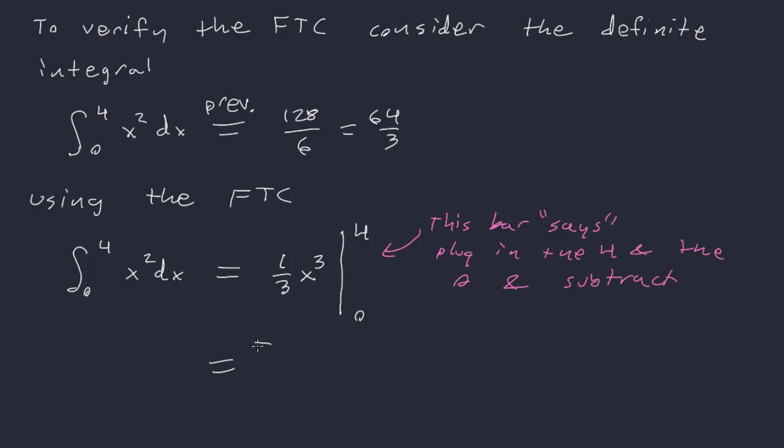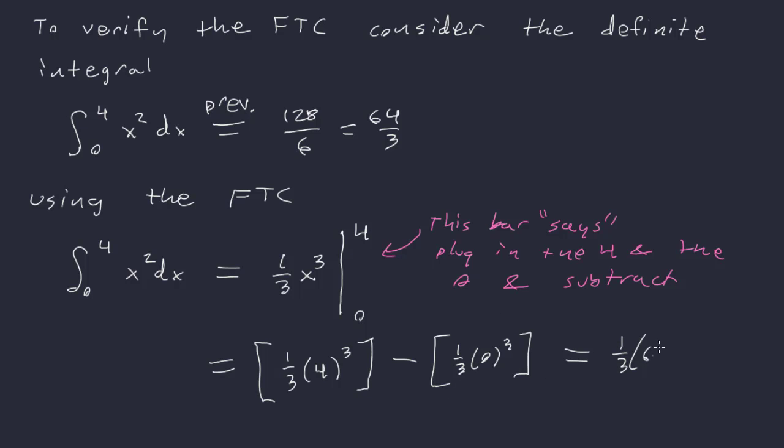We're going to plug in the 4. So I have 1/3 times 4 cubed, minus, now we'll plug in the 0, so it'll be 1/3 times 0 cubed. Now 4 cubed is 64, and this comes out to just be 0. So we get 1/3 times 64, or 64/3. There we go. That's exactly what we got doing it the long way before.